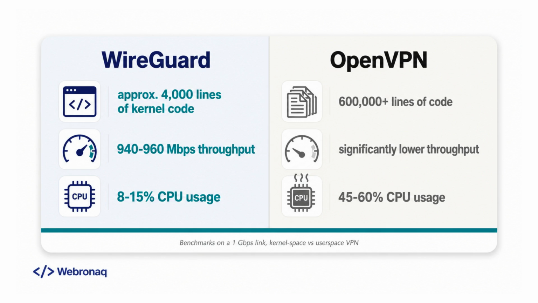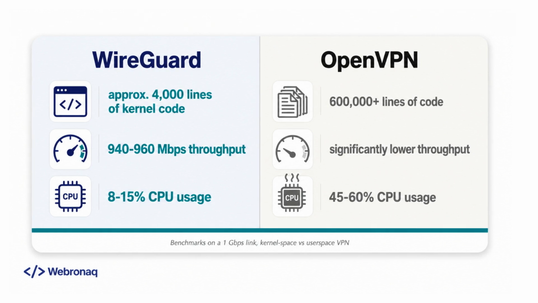On a 1 gigabit connection, benchmarks show WireGuard reaching 940 to 960 megabits per second, while using just 8 to 15% of CPU. OpenVPN uses considerably more CPU and delivers significantly lower throughput on the same hardware. That gap is why WireGuard is now the 2026 default. Let me show you exactly how to get it running.